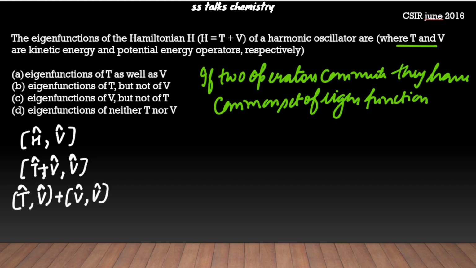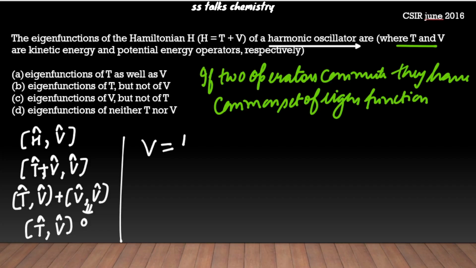Now, operators commute with themselves and their powers, so this value is going to be 0. Now I have to check it for the kinetic energy and the potential energy. The system we have is the harmonic oscillator. In the harmonic oscillator, the potential energy is half kx square, and the kinetic energy we know is px square upon 2m. So we are going to make use of this now.